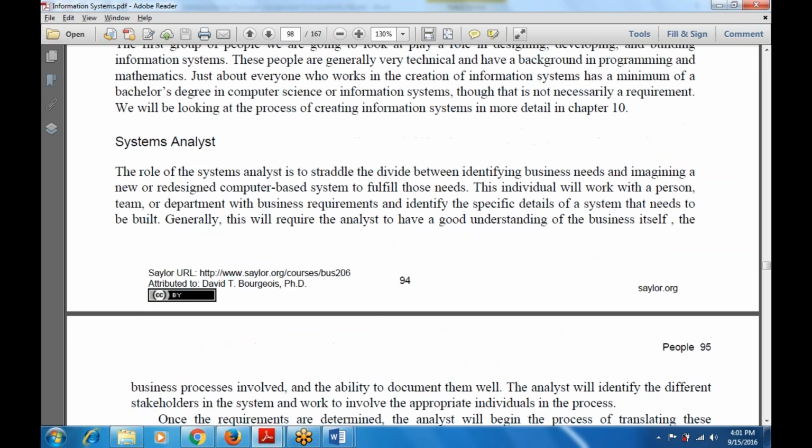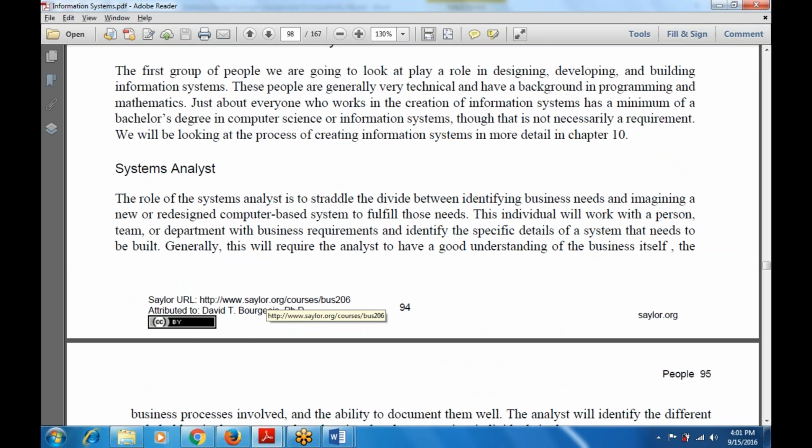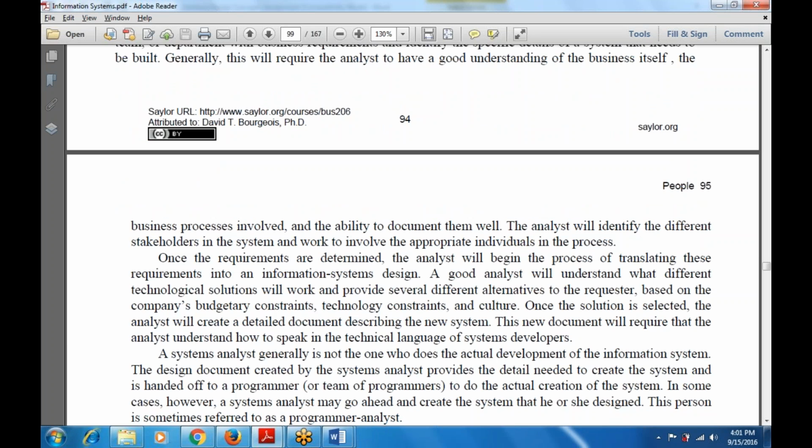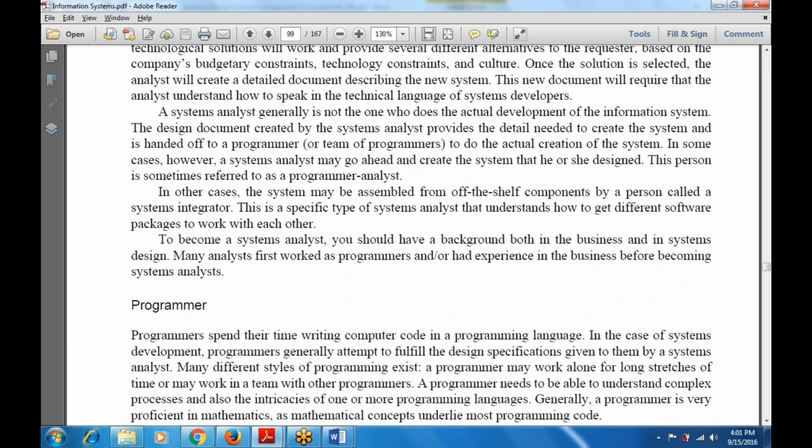Then the next one is a system analyst. Who is a system analyst? What are the various needs? What are the various strategies used by the system analyst? What is the main difference between identifying needs and imagining a need that is required to redesign a system on the basis of the computer-based system? Then we have studied who is a programmer.